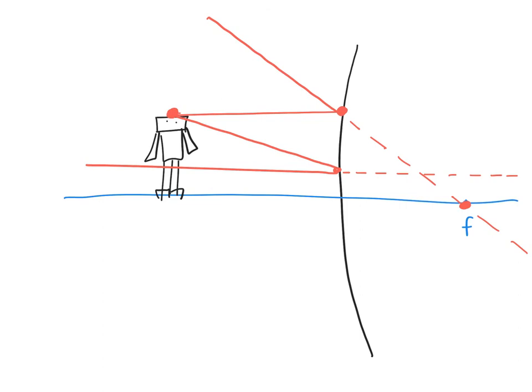So is Henry going to be real or virtual? He's going to be virtual. Is he going to be upright or inverted? Upright. Is he going to be bigger or smaller? Smaller. Take a look at your ray diagram. Is there any position you could put the robot in where that would not happen? People are shaking their head. No.